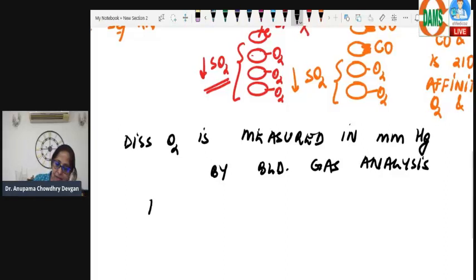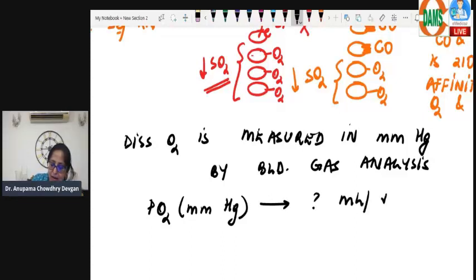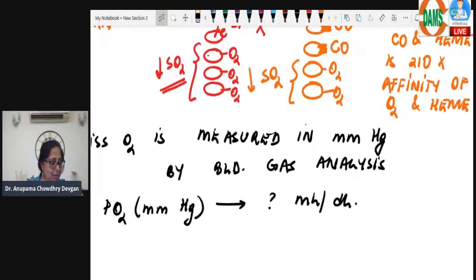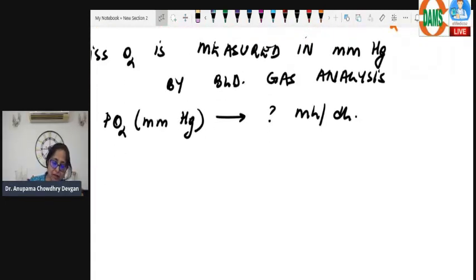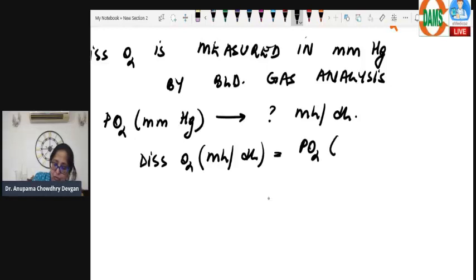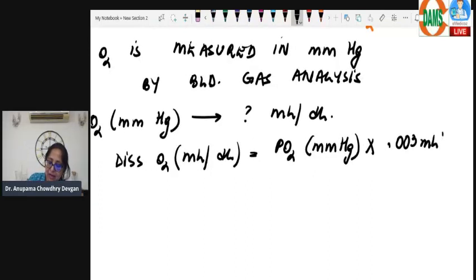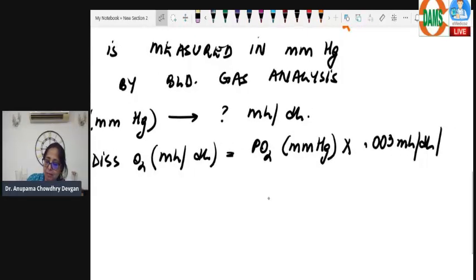So my next point is, PO2 in millimeters of mercury, how much is this in ml per 100 ml of blood? To convert PO2 in millimeters of mercury, how do you do that? Dissolved oxygen in ml per 100 ml will be equal to PO2 in millimeters of mercury into 0.003 ml per 100 ml per millimeter of mercury. You have to multiply it by 0.003.